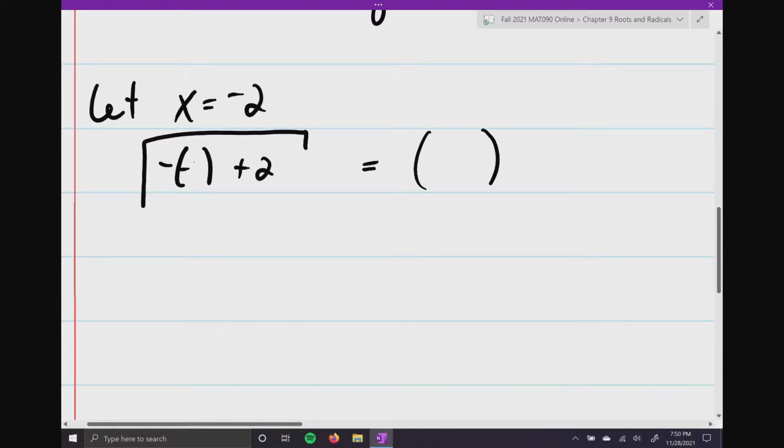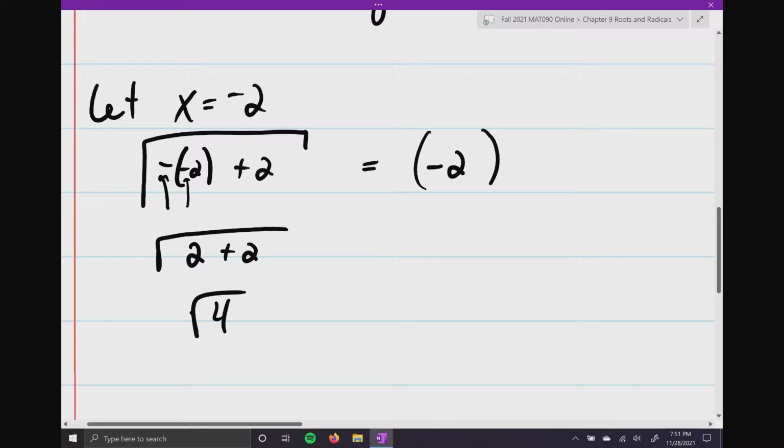All right, so there's -2, here's -2. And my question is, does the left equal the right? Well, you have a double negative back to back, so that makes it positive. So we get 2 plus 2, the square root of 4, and the square root of 4 is 2, which does not equal -2. So the answer is no for the first.